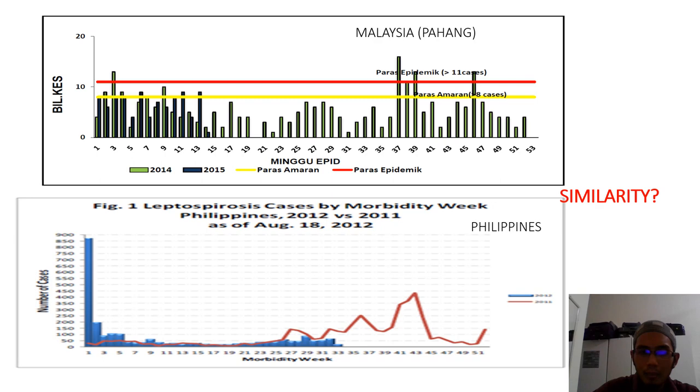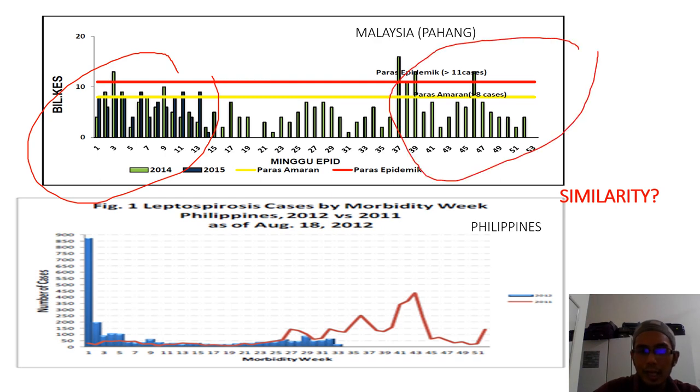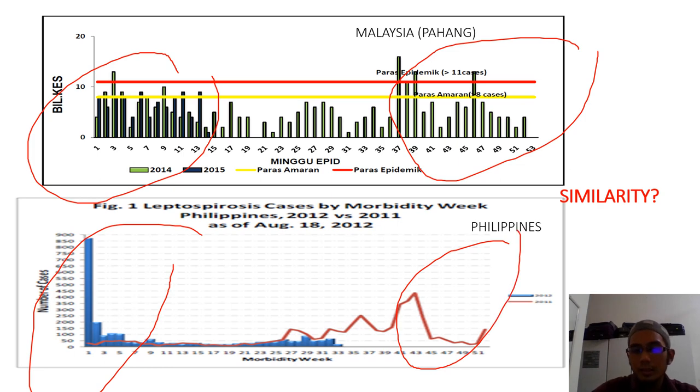In Malaysia and the Philippines, the trend is almost the same over the years. You can see the upcoming number of cases at the end of the year, the surge in cases. This is because, as I mentioned earlier, we have the monsoon season. When the monsoon season happens, the infected urine of the rats and other animals gets into the water and exposes human beings, causing clinical disease.